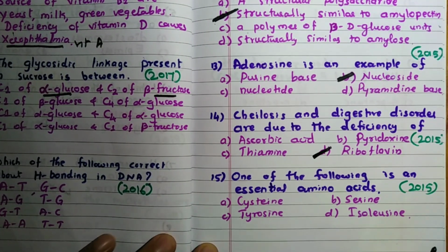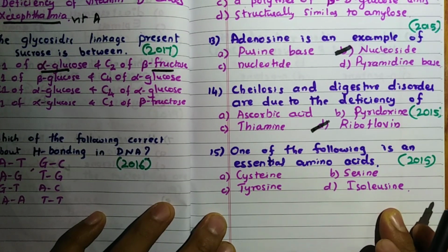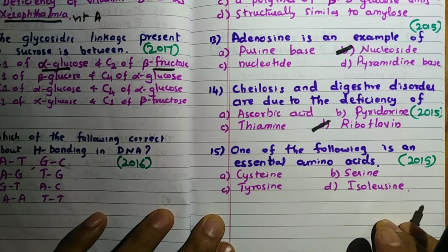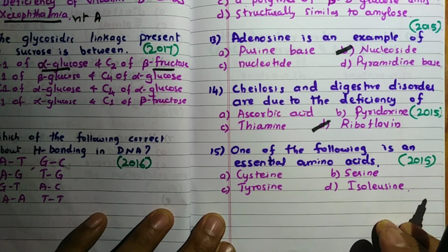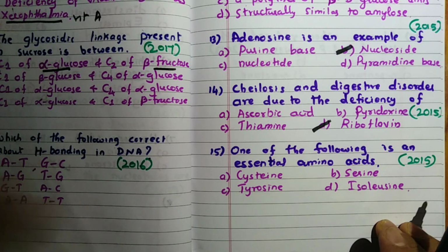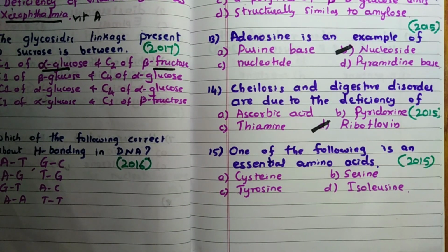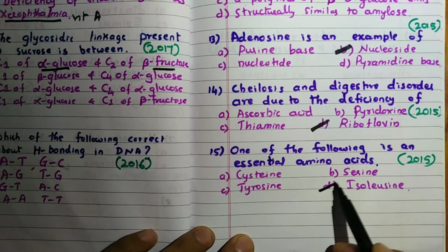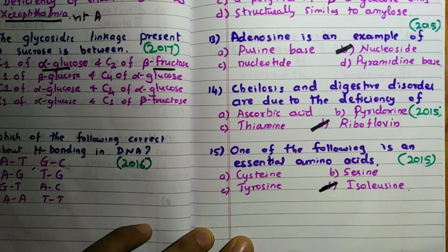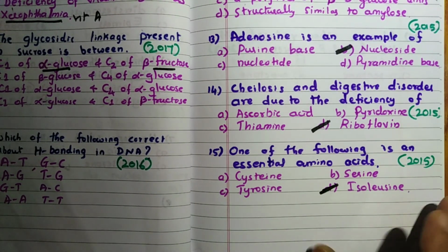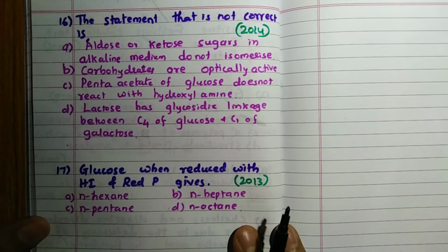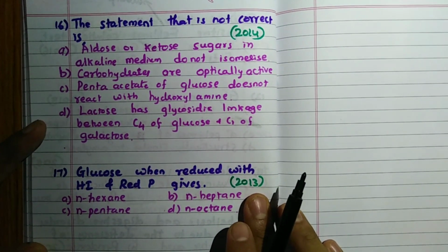Remember, answer D. Which one of the following is an essential amino acid? This you have to remember once again. There is no shortcut. If you remember one or two examples, that is enough. If you say leucine, isoleucine, I have told you. So the answer for this is isoleucine. That is the 15th question, asked in 2015. Then the last two questions, 2014 and 2013.